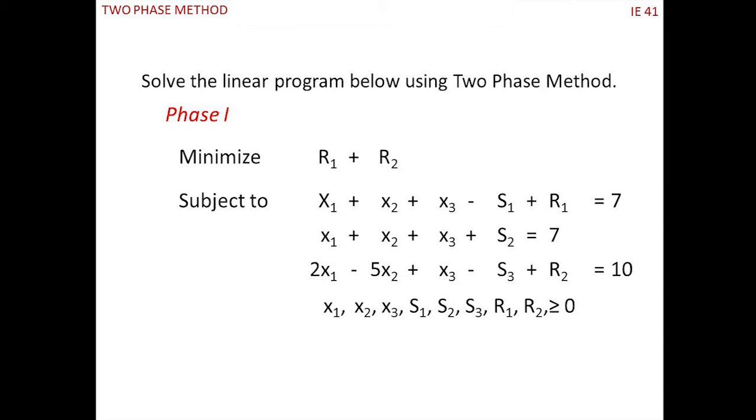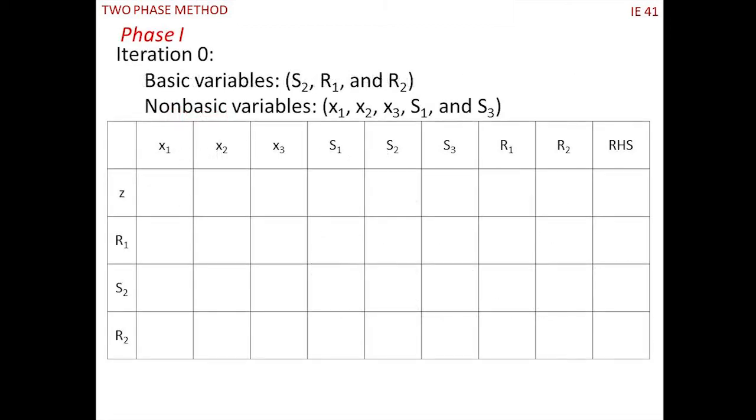Regardless of whether the original problem is a maximization or minimization linear program, the objective function becomes the minimization of the sum of all artificial variables. In this case, it becomes min r₁ + r₂. We then construct our starting tableau with our slack variables s₂, r₁, and r₂ as our basic variables.